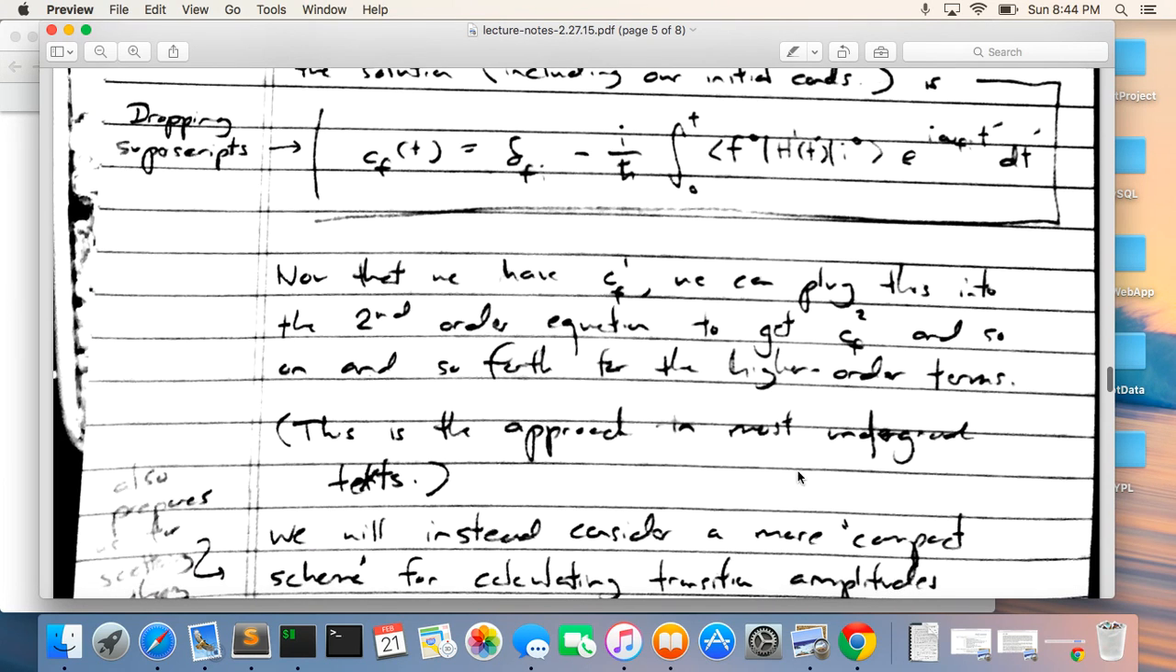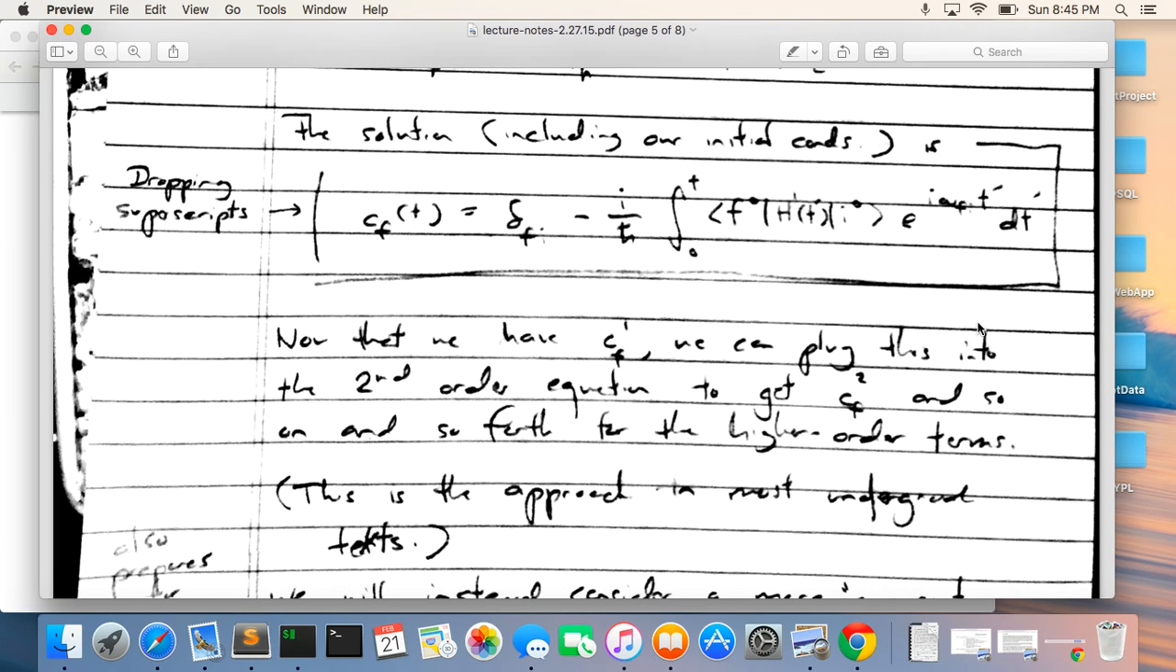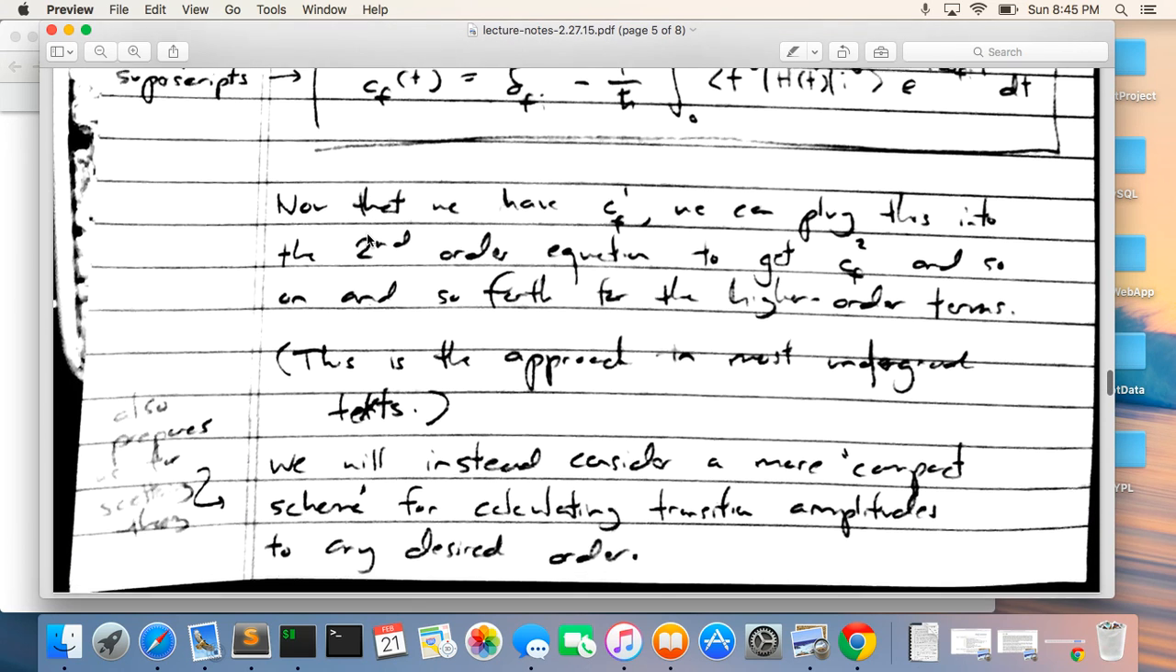So now that you've computed C_f^(1), like I was saying, you can kind of bootstrap your way up to higher orders. You can plug this coefficient into the second order equation, and you keep going, just like we did before. You would keep computing coefficients until you saw that you were converging on an answer. And that's actually the approach that most undergraduate books take. Maybe you've seen this type of approach before.